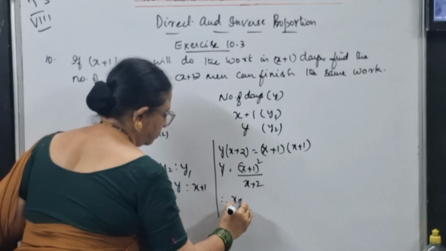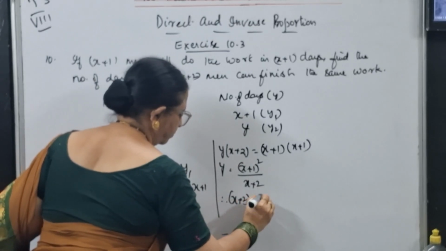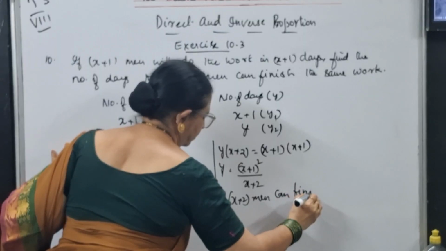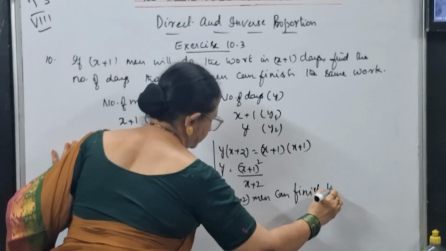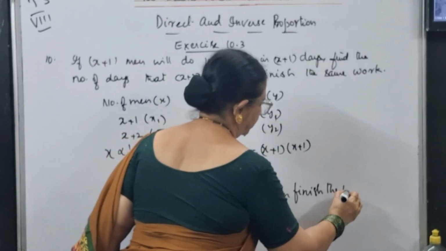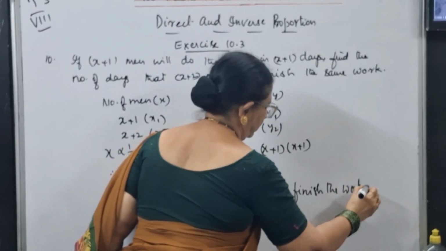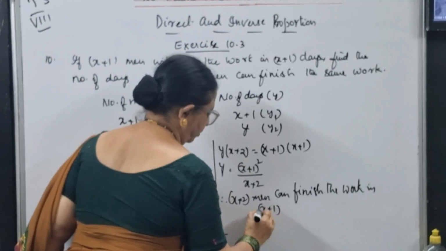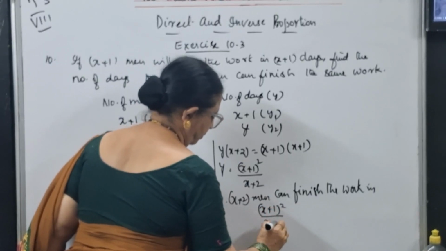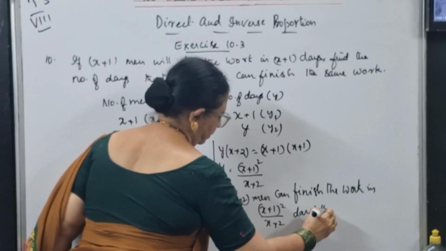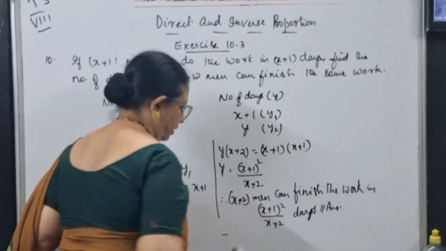Therefore, x plus 2 men can finish the work in x plus 1 whole square by x plus 2 days. This is the answer, children.